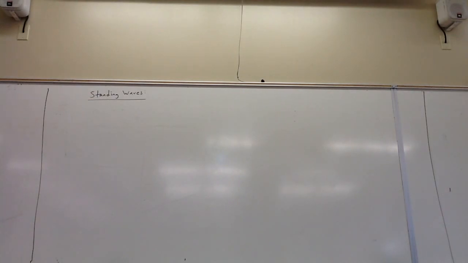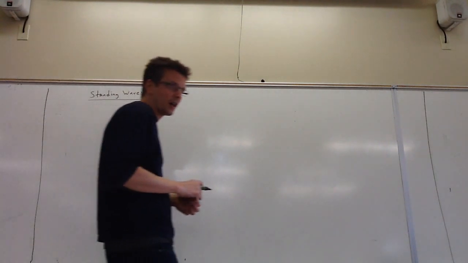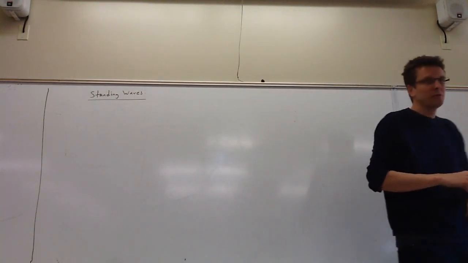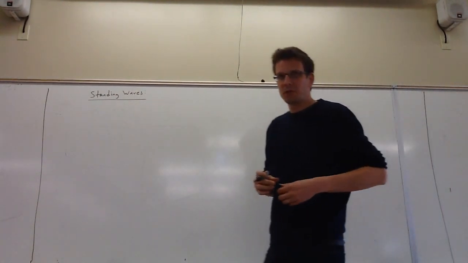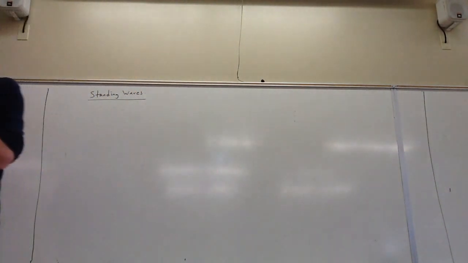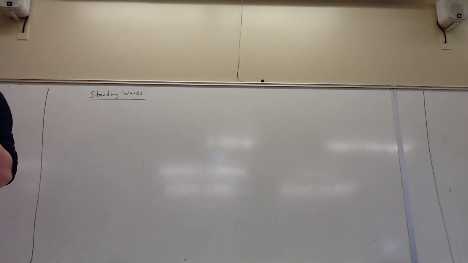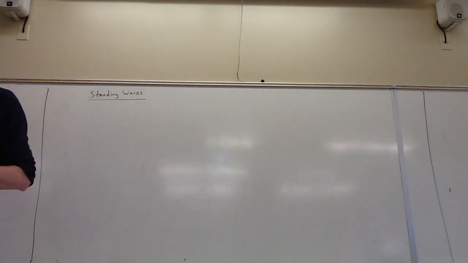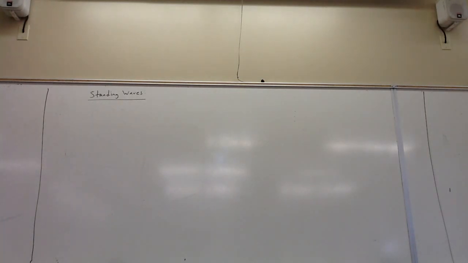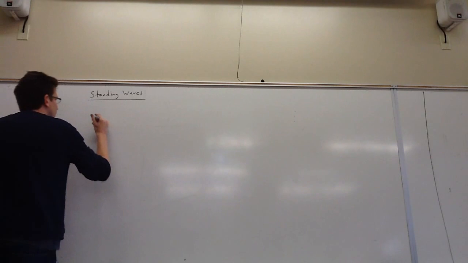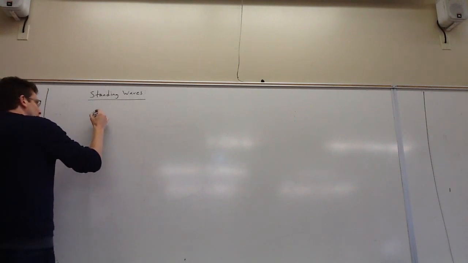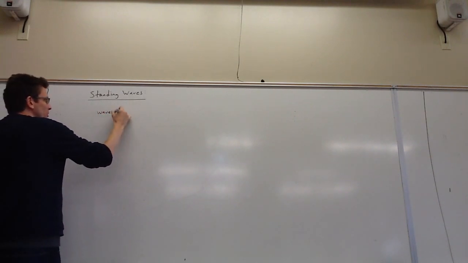Before we even get into what a standing wave is, let me tell you what it is. We've been talking about traveling waves so far, so waves that have some motion, they move left or right. A standing wave is a wave that looks like it just hovers in place in some sense. And you can imagine there's a very different mechanism that would create it. So in order to understand that, we have to talk about something called wave superposition.